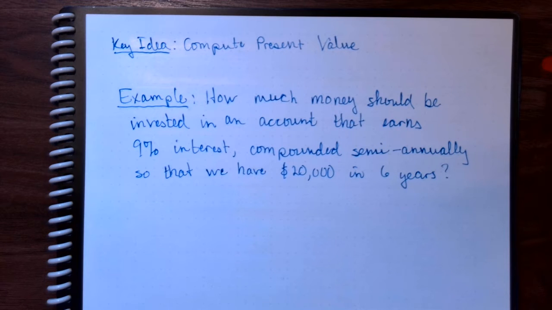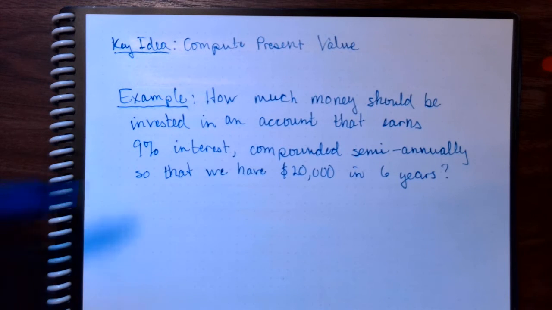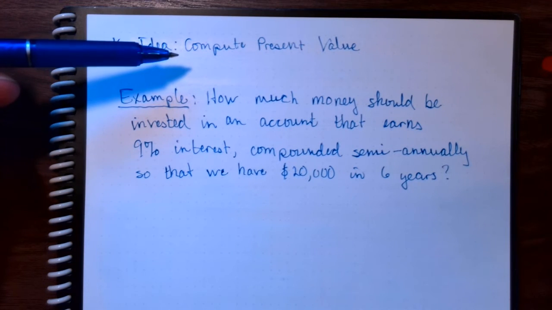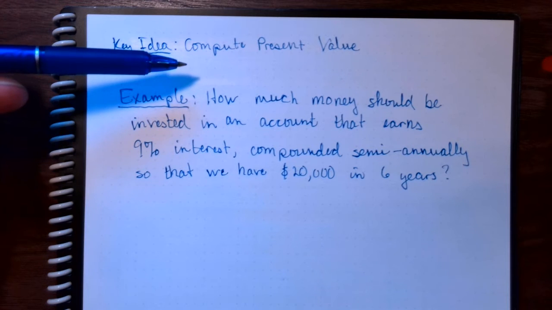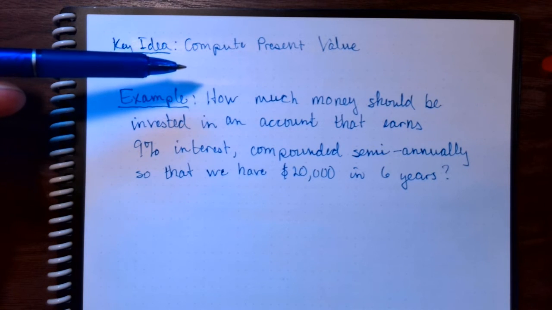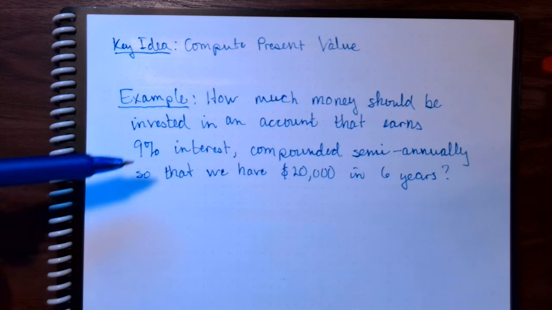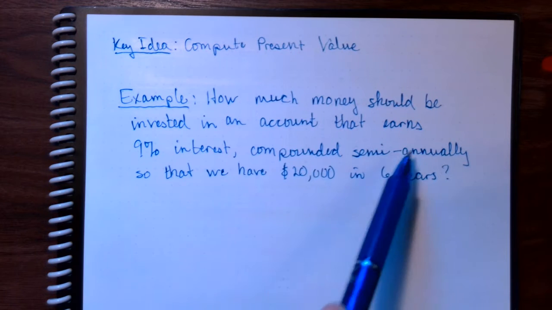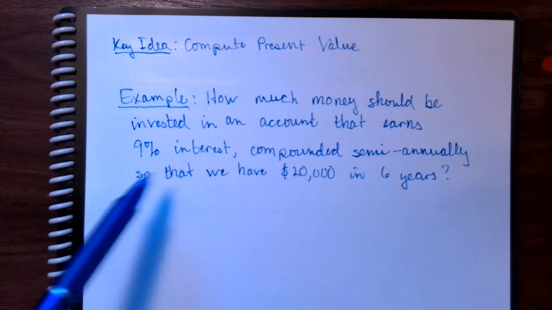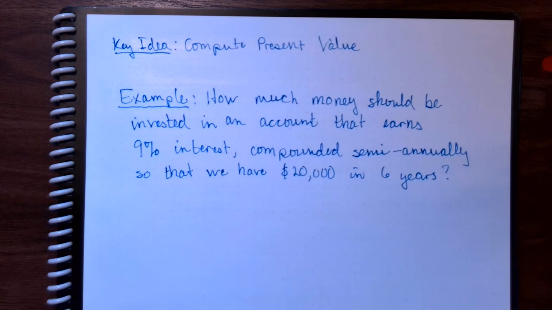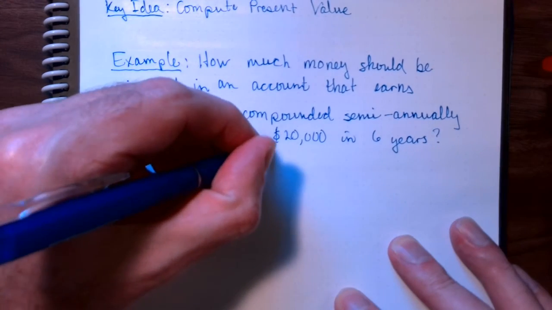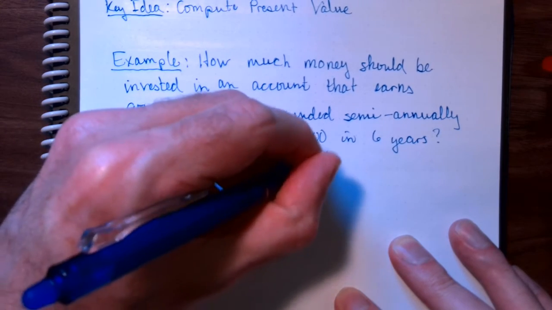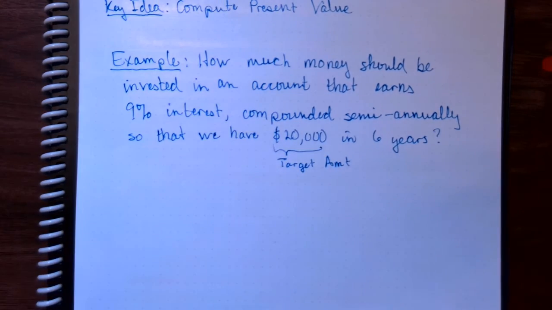Alright, so the key idea from this video is I want you to understand how to compute the present value of an investment. And once again, that's when we know how much we want down the road and we're asking how much we need today. So this example: How much money should be invested in an account that earns 9% interest compounded semi-annually so that we have $20,000 in 6 years? Okay, so this is our target amount. That's what we want to end up with.